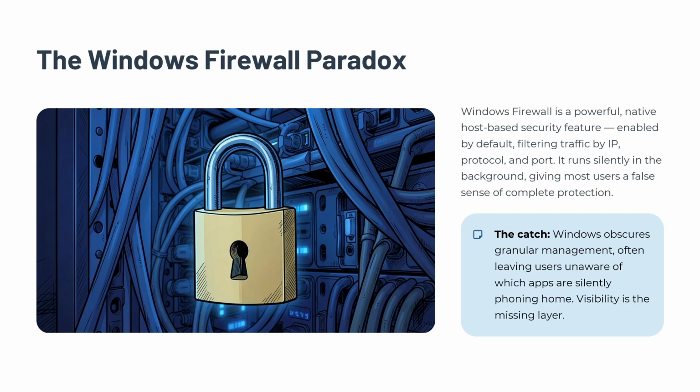Windows Firewall's powerful native port-based security features are enabled by default, filtering traffic by IP, protocol, and port. It runs silently in the background, giving most users a false sense of complete protection. The catch: Windows obscures granular management, often leaving users unaware of which app is silently phoning home. Visibility is the missing layer.